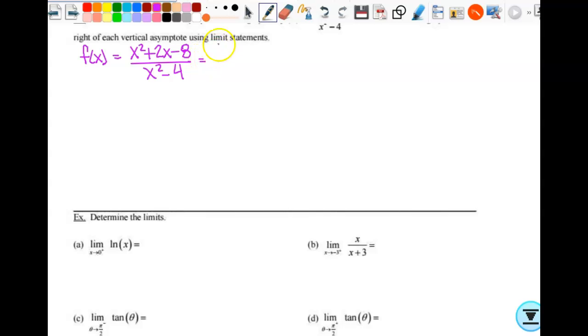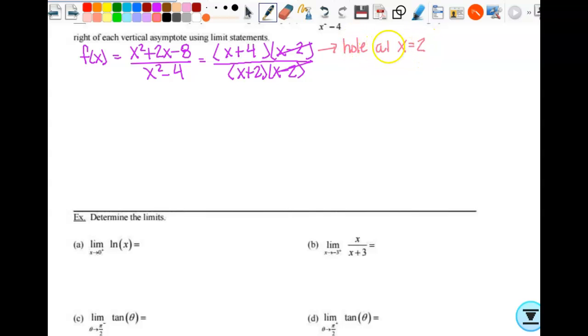Factor. So this is equal to x, what, plus 4 and minus 2. What does the denominator factor into? X plus 2, x minus 2. All right. So what happens here? Cancels out, okay? So these canceling out means that we have a hole at x equals 2. That's not an asymptote. That tells me that I have a hole at x equals 2.